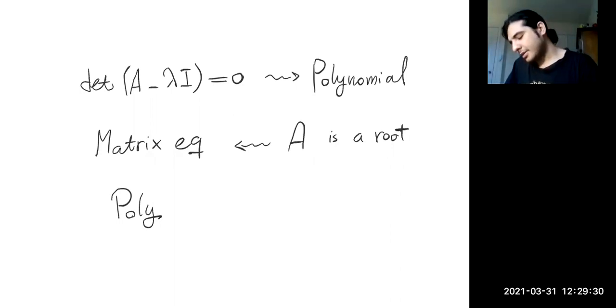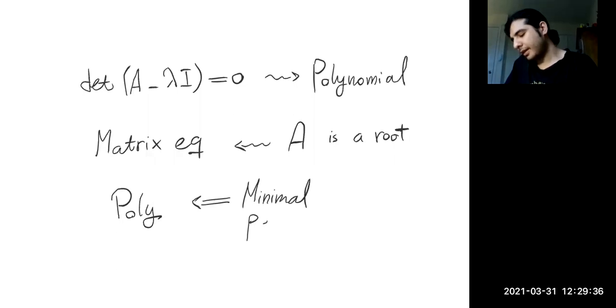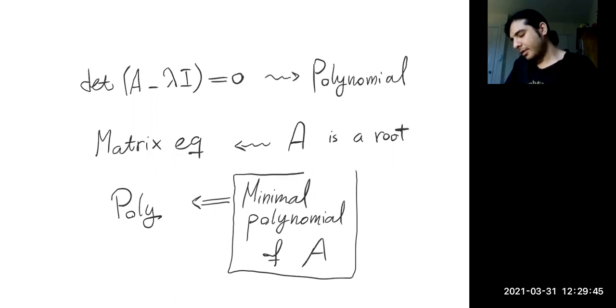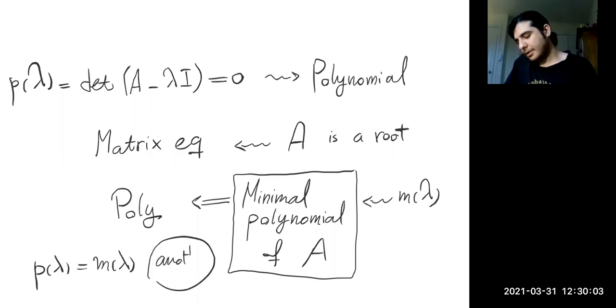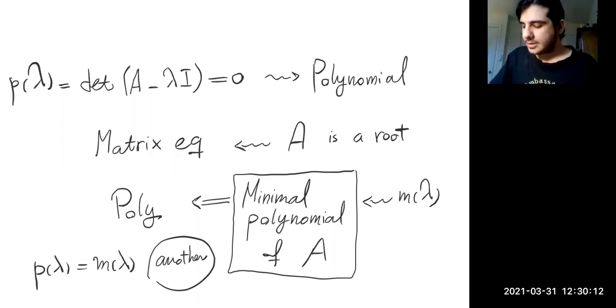That polynomial is called the minimal polynomial of the matrix A. So if I call the characteristic polynomial P of lambda, and I call this polynomial M of lambda, P of lambda would be this M of lambda times another polynomial. So in other words, M of lambda divides P of lambda. Okay, so maybe I should stop here.